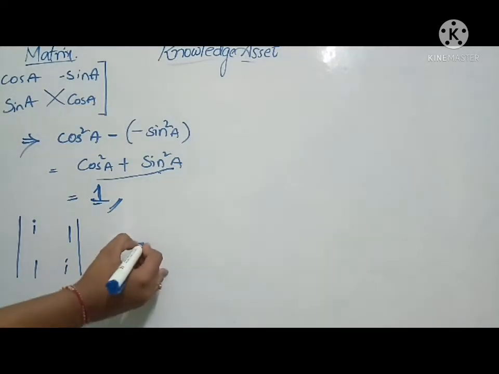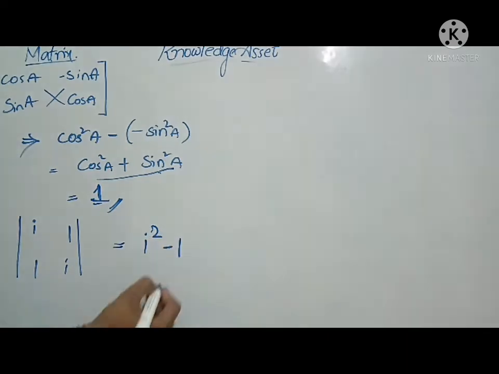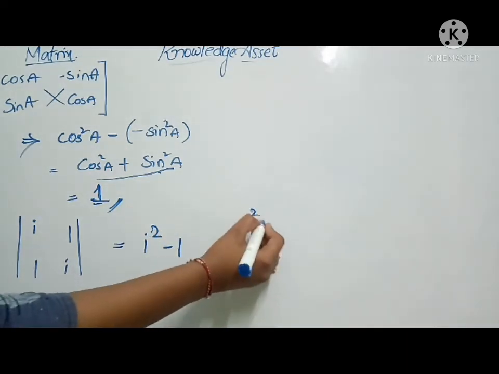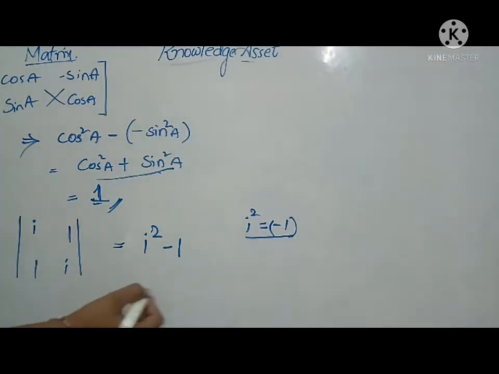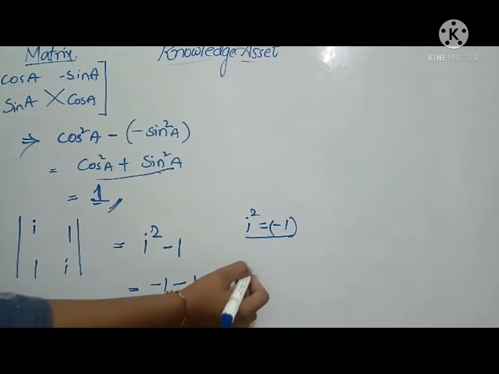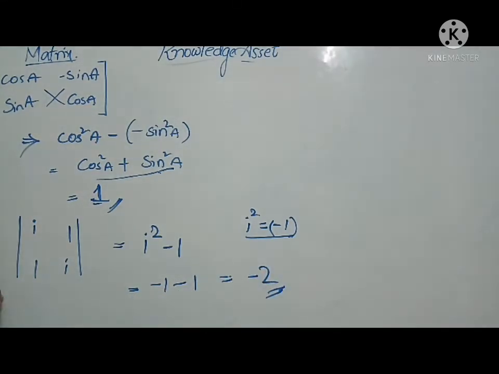Here, AD minus BC means i into i, which is i², minus 1 into 1. Here i² is nothing but minus 1. Substituting i² = -1, we get -1 - 1, which equals -2. The determinant of this matrix is -2.